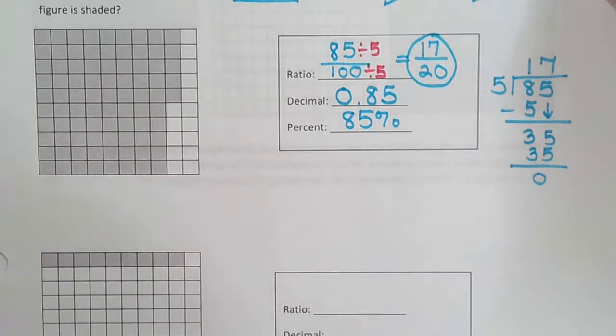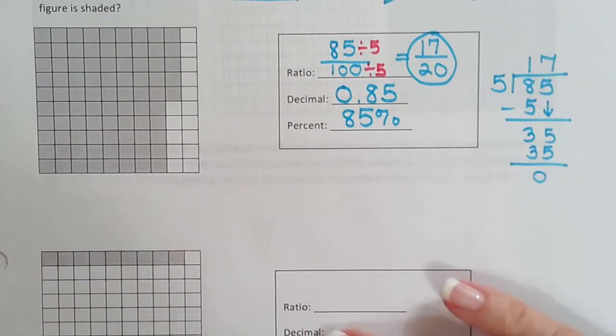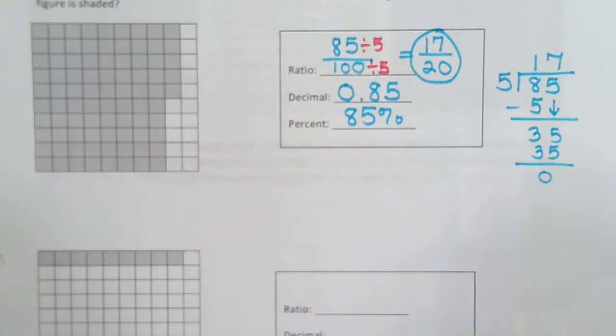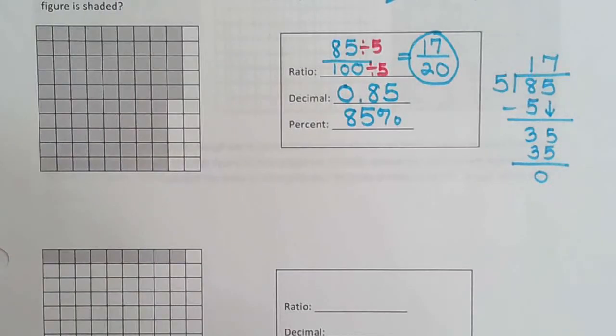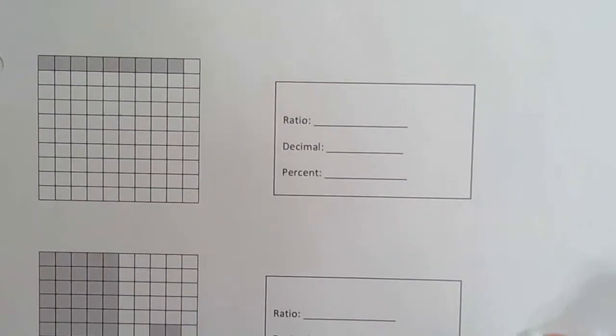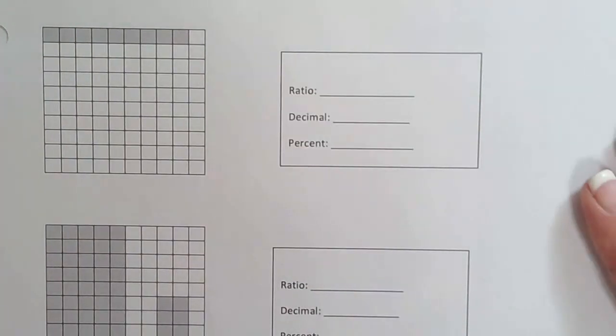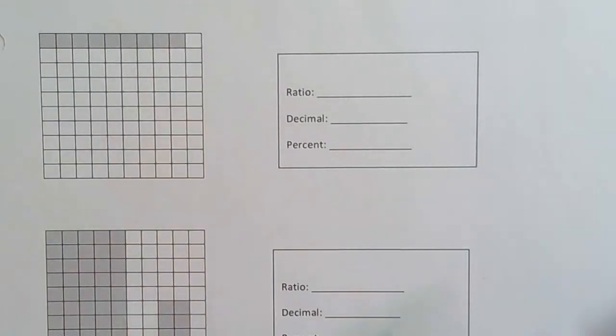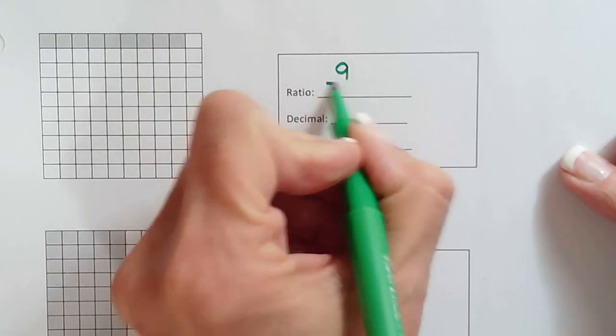Okay, let's see how you did on these next two. If you didn't already try them, go ahead and shut off the video and try those on your own first. This is kind of a review of stuff we've done in the past. Okay, so this first one, I see the ratio is 9 are shaded out of 100.